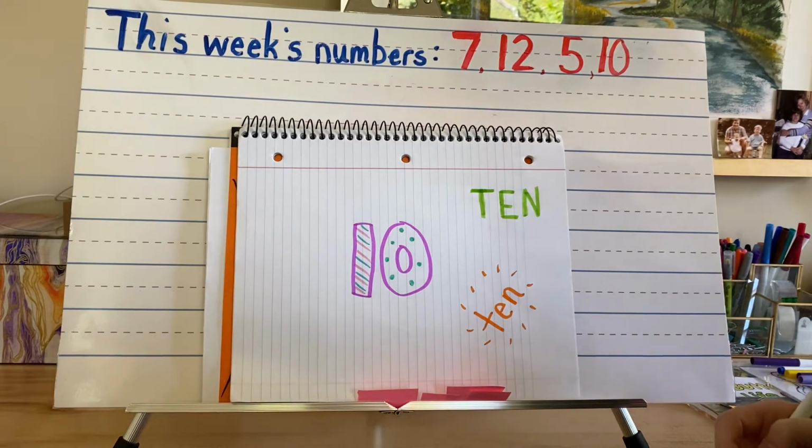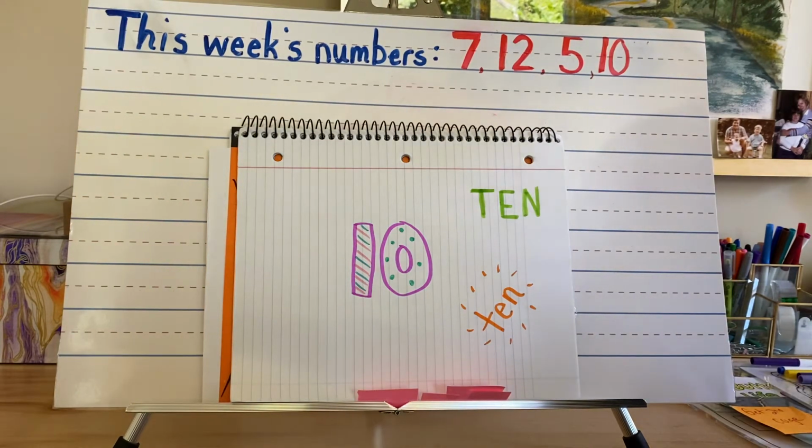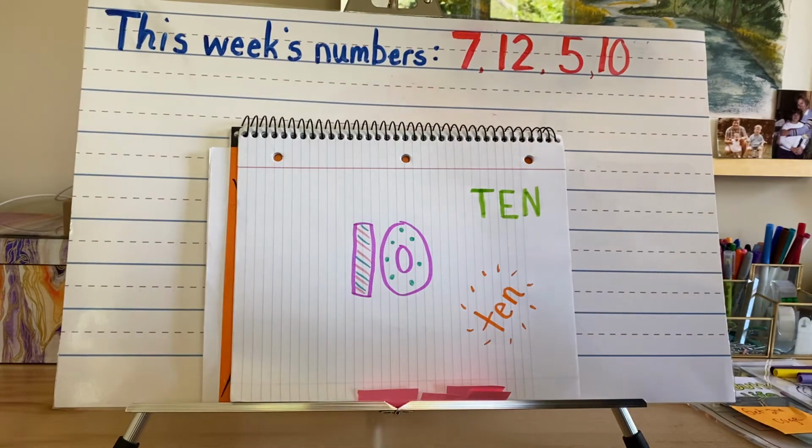Okay, then I'm going to take, how about some purple? And I'm going to find another way to make some 10s. So maybe I want to make a pattern. I'm going to choose purple, and I'm going to choose blue. These two look nice together. And I'm going to make a pattern of 10s. Are you ready? Watch this.